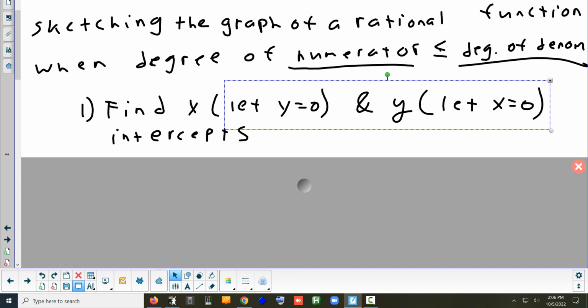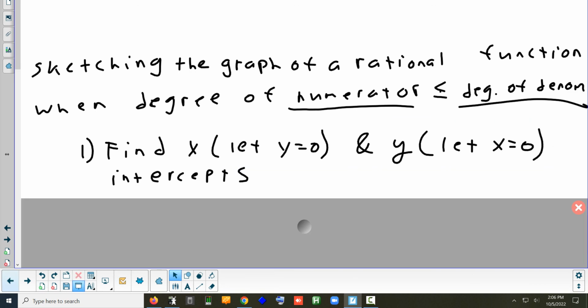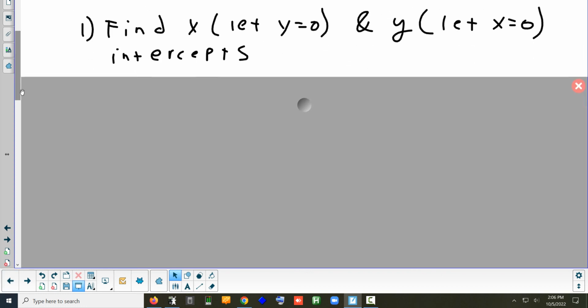Now, not every graph has an x-intercept. Not every graph has a y-intercept. Something like this. This was a graph we looked at yesterday. That graph does not have any intercepts. It never crosses the x, and it never crosses the y. So if you go to try to find your intercepts and it doesn't work, that's okay. Just skip it and go to the next thing.